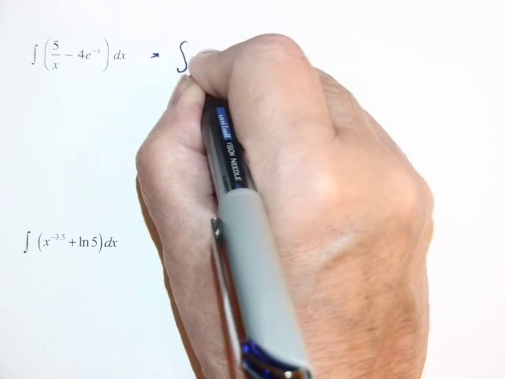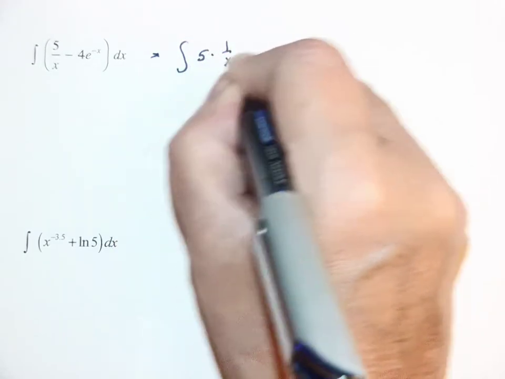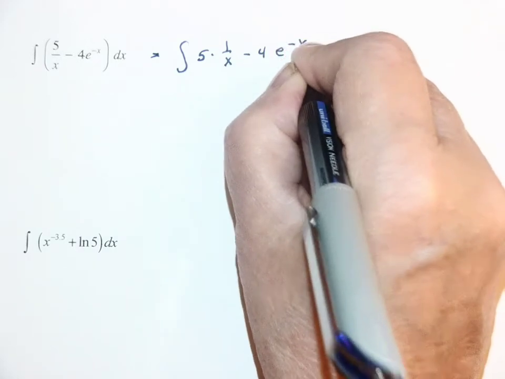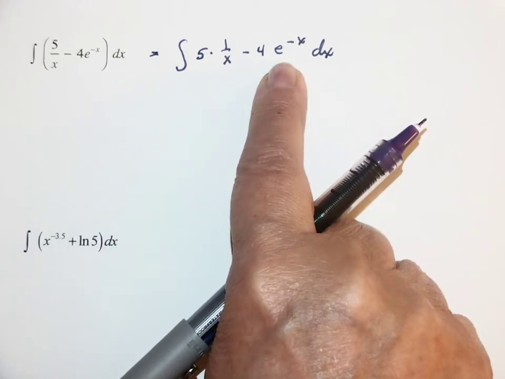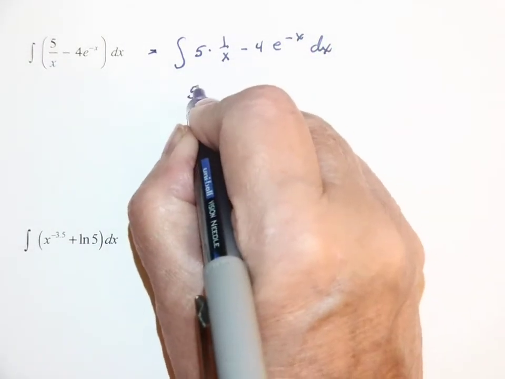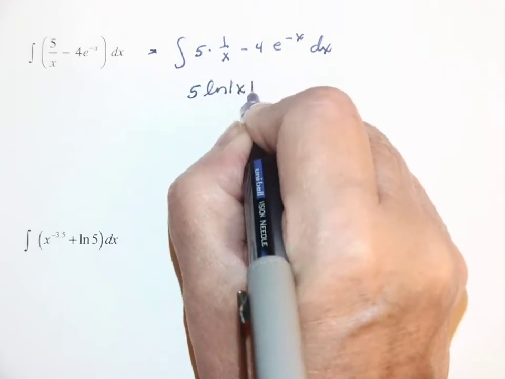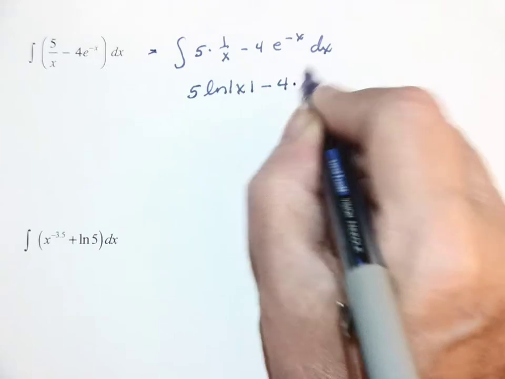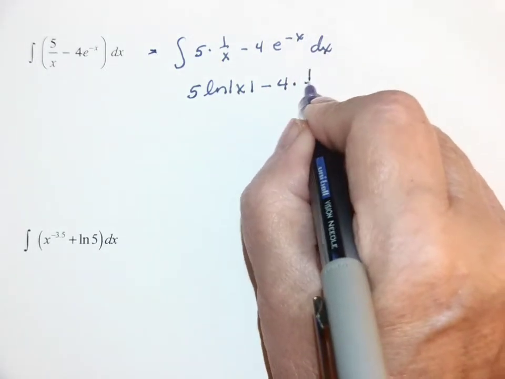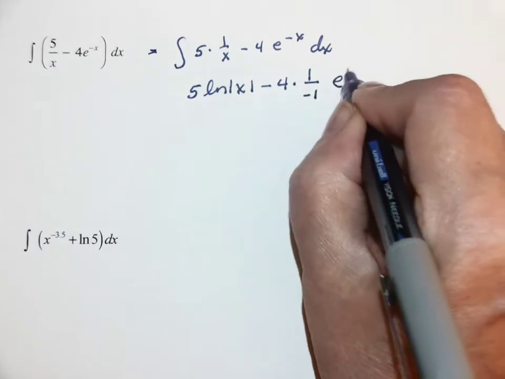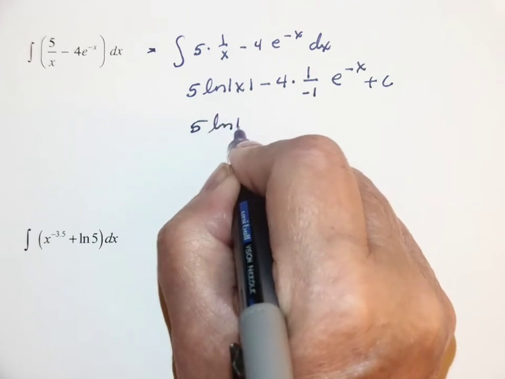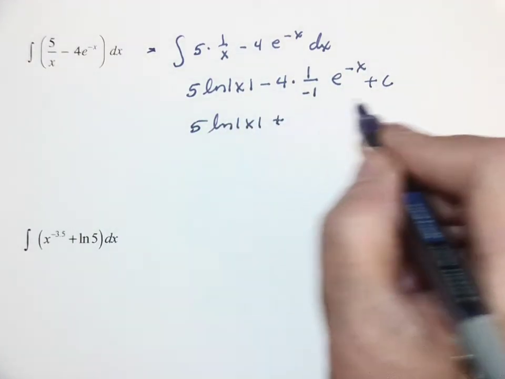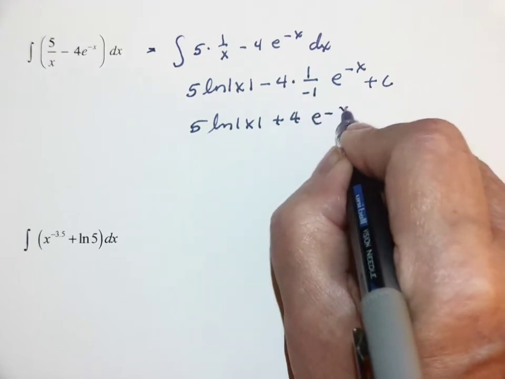Now this is just straight natural log. So if you think about this, this is the integral of 5 times 1 over x minus 4 e to the minus x dx. That's natural log. That's e to k. K is negative 1 in this instance. This is 5, natural log of the absolute value of x, minus 4 times, k is minus 1, so it's 1 over k, e to the minus x plus c, or 5, natural log of the absolute value of x, plus 4 e to the minus x plus c.